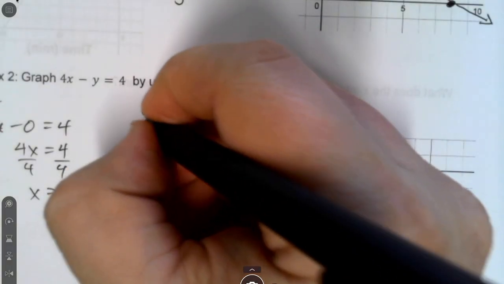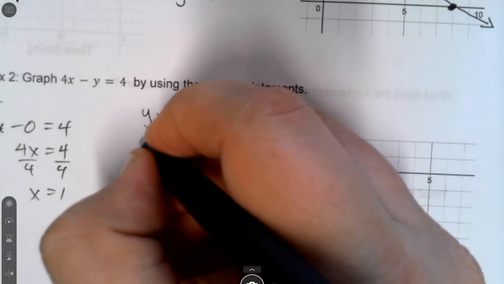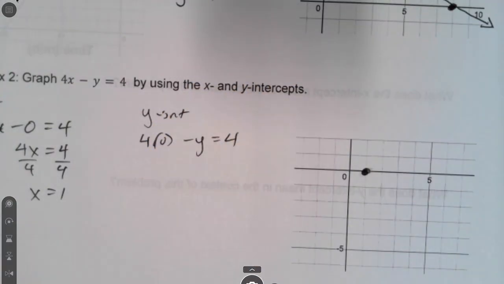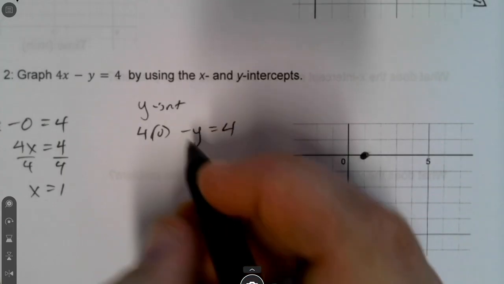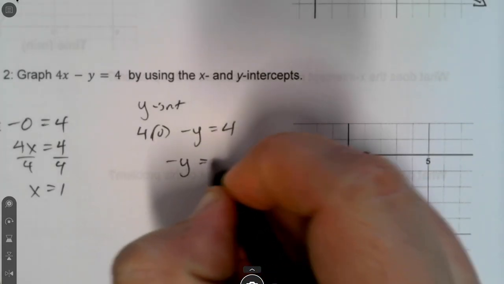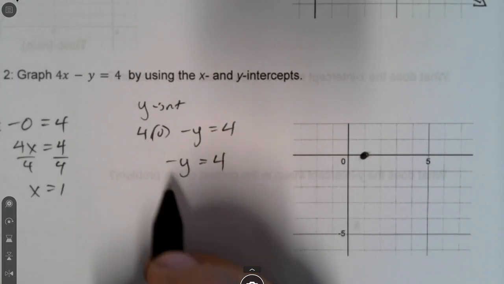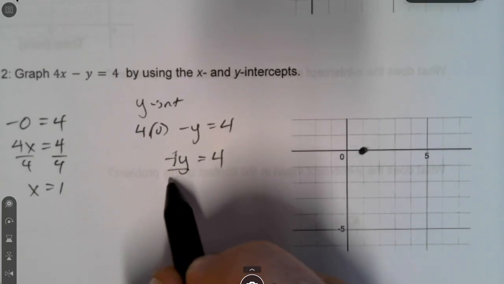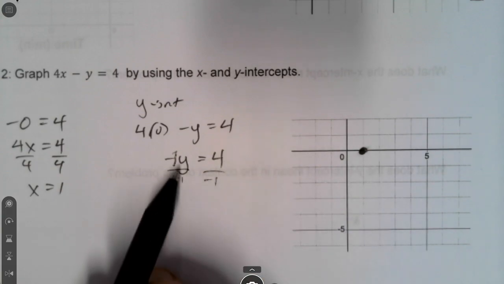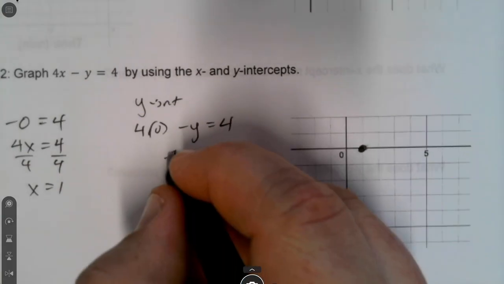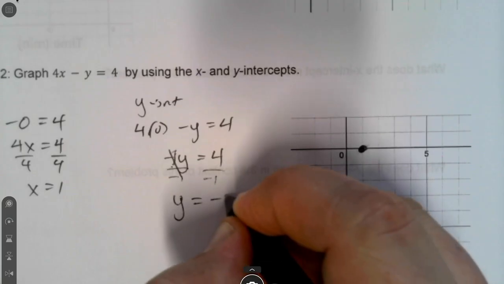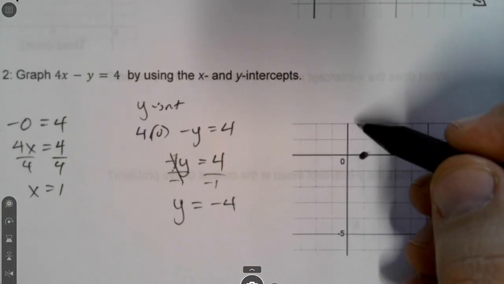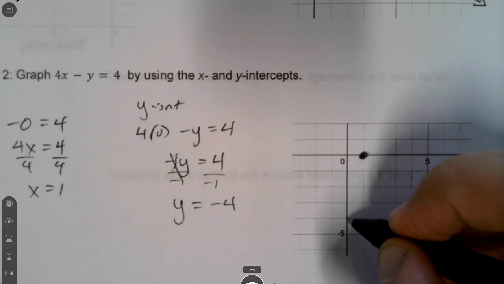Now I'll find the y-intercept. To do that, I'll plug in 0 for x. 4 times 0 is 0. 0 minus y is negative y. Remember there's an understood 1 right here, so that's really negative 1 times y. So I can divide both sides by negative 1 to find that if negative y equals positive 4, positive y equals negative 4. So where it hits the y-axis, the y-intercept, is at negative 4.